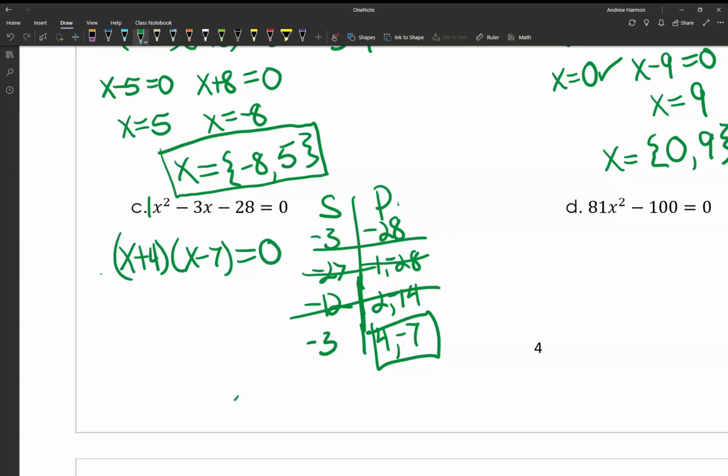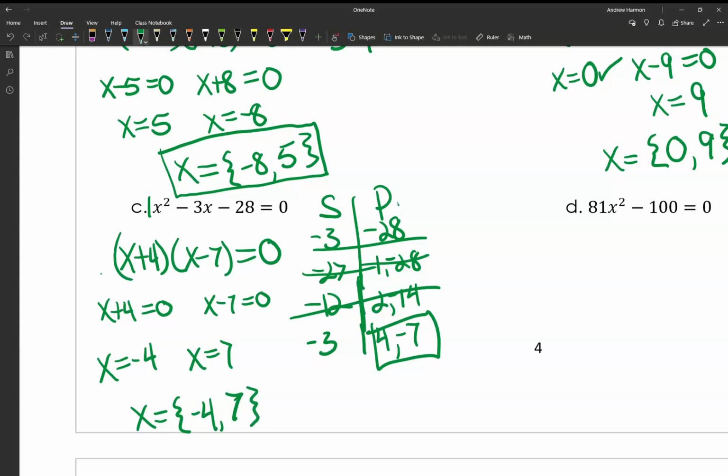Now from here, we need to set each factor equal to 0 and solve each equation. So we get x is equal to negative 4 and x is equal to 7. And then we just put them both together in a final solution set of negative 4 and 7. And that's our answer. If we took either one of these numbers and put it back into this equation, we should get an answer of 0. If you want to, pause and check to make sure that works.